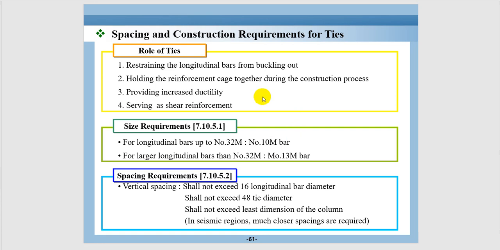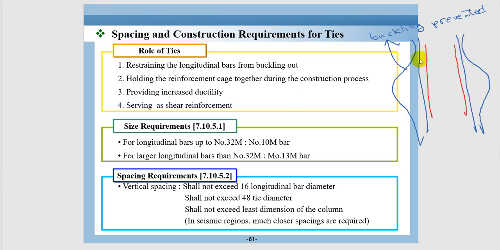Hello. Today we will discuss spacing and construction requirements for ties. Ties are the hoops that provide confinement to the longitudinal bars of columns, as we studied previously. This is a review of the role of ties, or hoops, in columns. The first role is restraining the longitudinal bars from buckling, so that we can prevent the buckling. We have studied that.